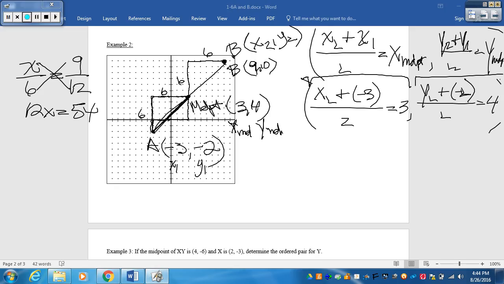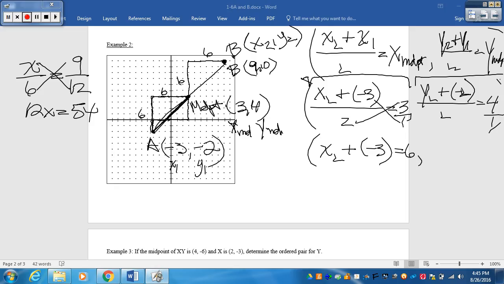So I'm going to turn my equation over here into a proportion. I'm going to put this one over 1, and this one over 1. If that helps you remember, you just need to cross multiply. Then go ahead and do that. Okay? 1 times anything is itself, so we have x sub 2 plus negative 3, or I can just say minus 3, it's the same thing, is equal to 6, 2 times 3.